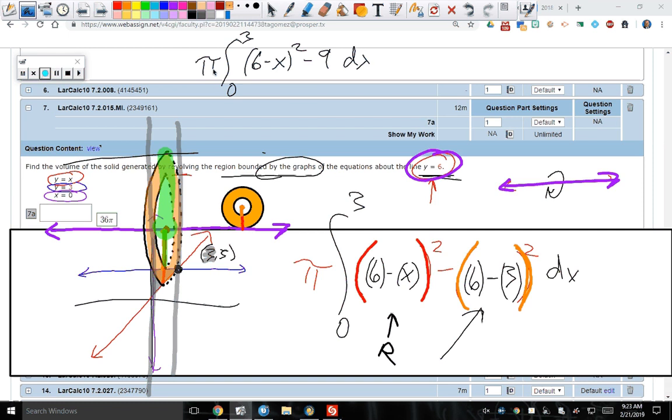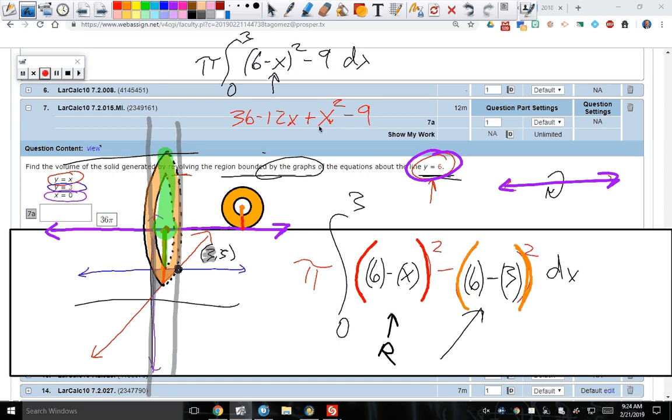Okay, so let's FOIL this out real quick. We have 36 minus 12x plus x squared minus 9. It's not just 36 minus x squared. Remember that, okay? So FOILing that out, this is what I really have. Oh, my bad, my bad. Nice catch, nice catch. So it's going to be an x here, right? So it'll be a negative 12x plus x squared.